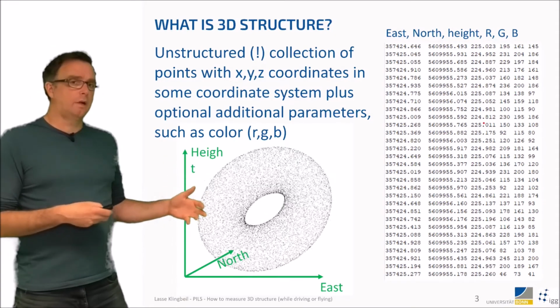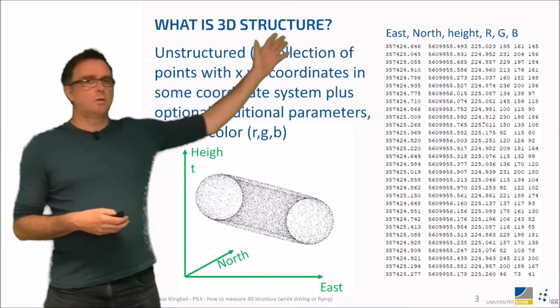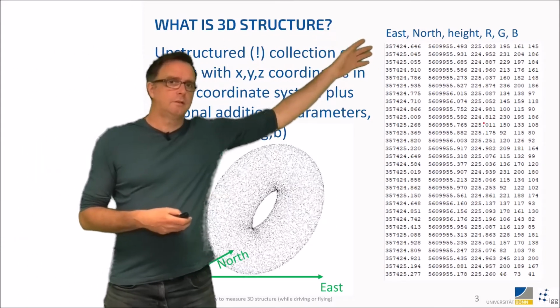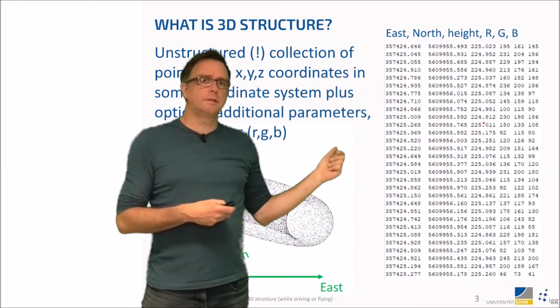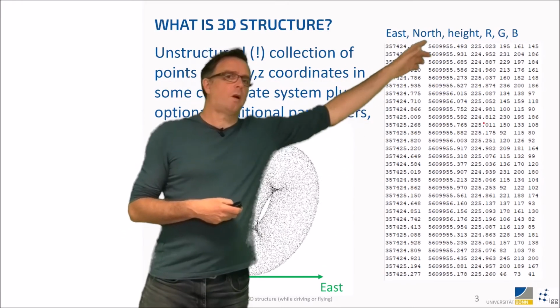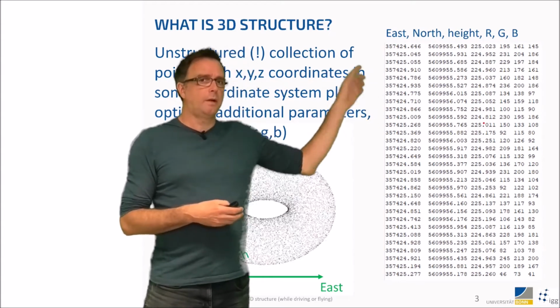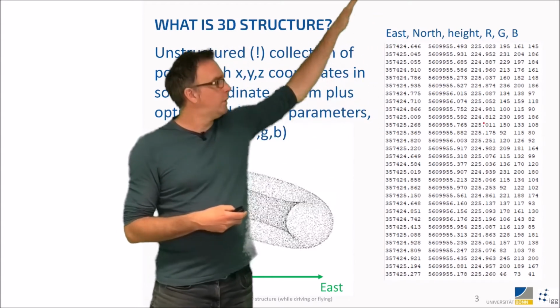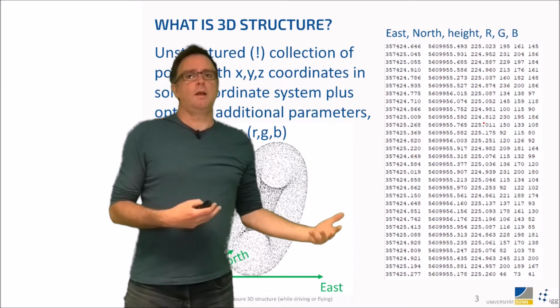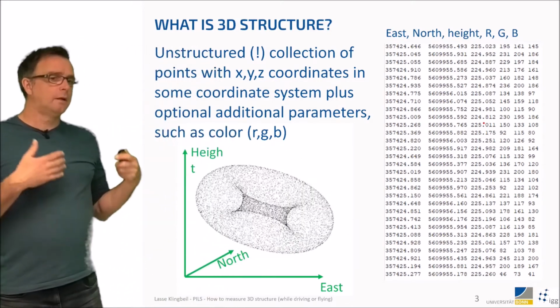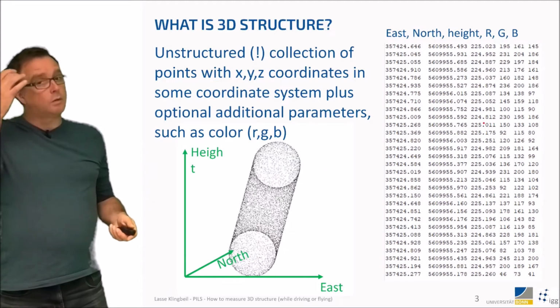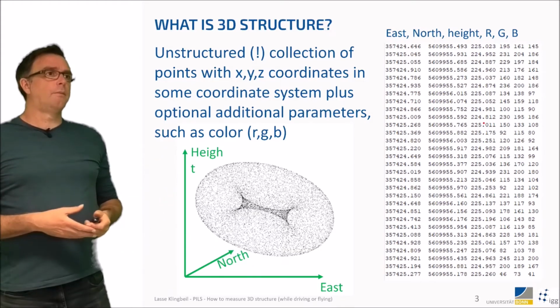In the file, it would look like this. In this case, it's east, north, and height coordinates because it's a global coordinate system. And then we have RGB values. So each point has basically 6 numbers, and all these numbers are just listed in the file, and together it then gives this 3D point cloud. And how can we get those point clouds? This is what I want to talk about today.